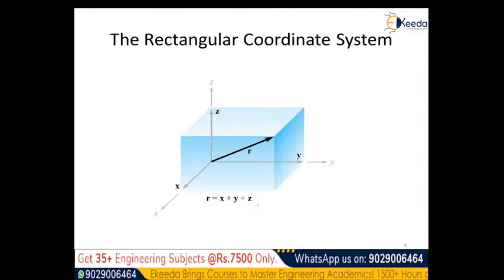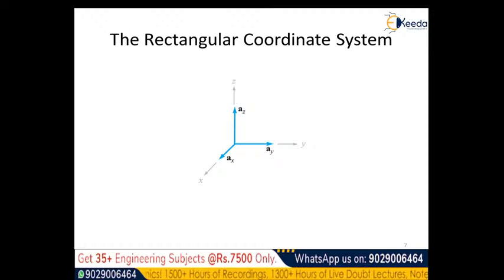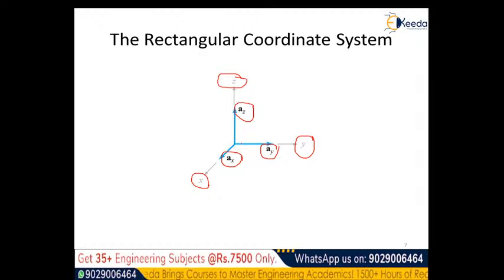Hence, any vector in the rectangular coordinate system can be resolved into the three parts as shown here. So these are just the magnitudes. Now we need the directions as well. The rectangular coordinate system uses the three unit vectors, ax, ay and az. These are vectors having unit magnitude, that means magnitude is equal to 1, but directed towards the x-axis positive side, y-axis positive side, and z-axis positive side.